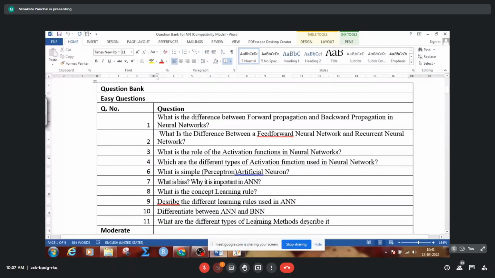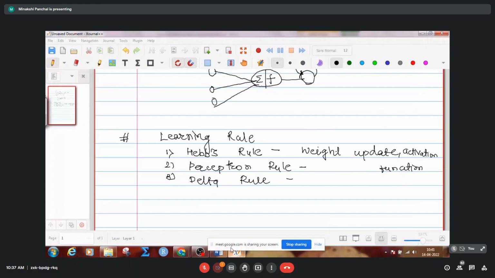What are the different types of learning methods described? Now, as I said, learning methods. If the question is for learning methods, then you should write down learning methods. See, I am repeating, don't get confused here. Even if you know and you write the wrong answer, you will lose your marks. So in learning methods, you should write about supervised learning, unsupervised learning, and reinforced learning.